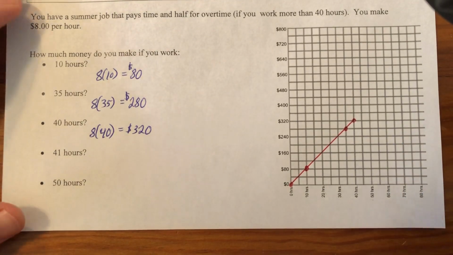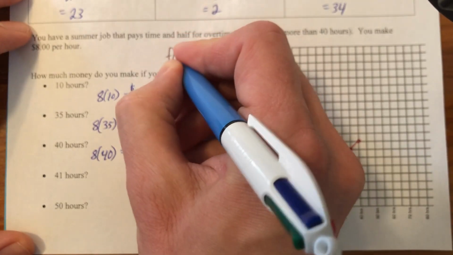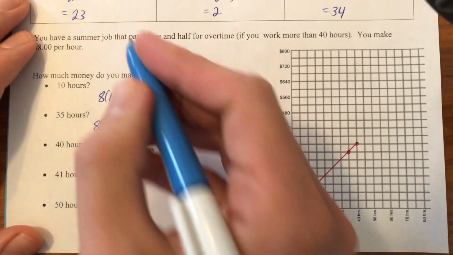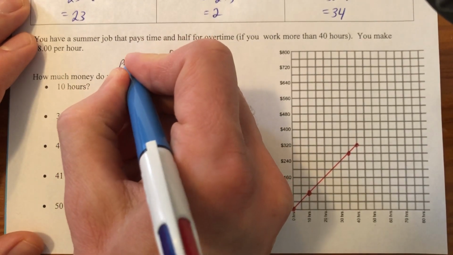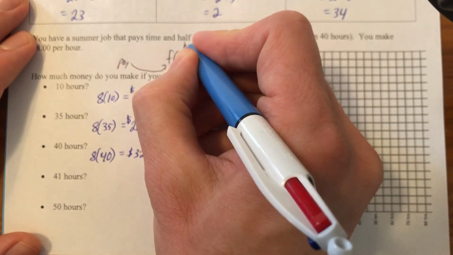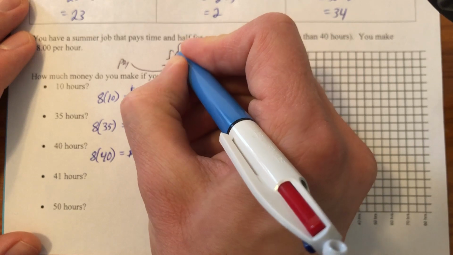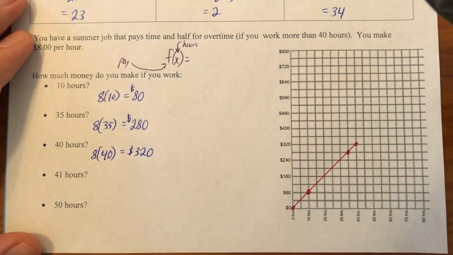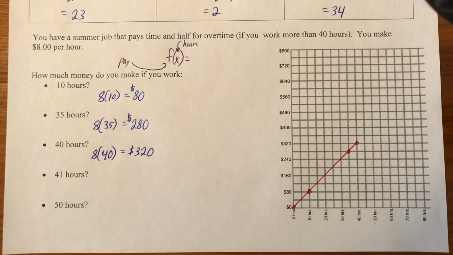What do you mean by that? I'm going to actually write f of x is, and f represents my pay. So just to be clear, this is my pay, and x is the number of hours. I just want to be clear with what everything represents. So x is hours and f is pay, and you could use h for hours if you wanted to, and p if you wanted for pay. That's fine. I just choose not to.